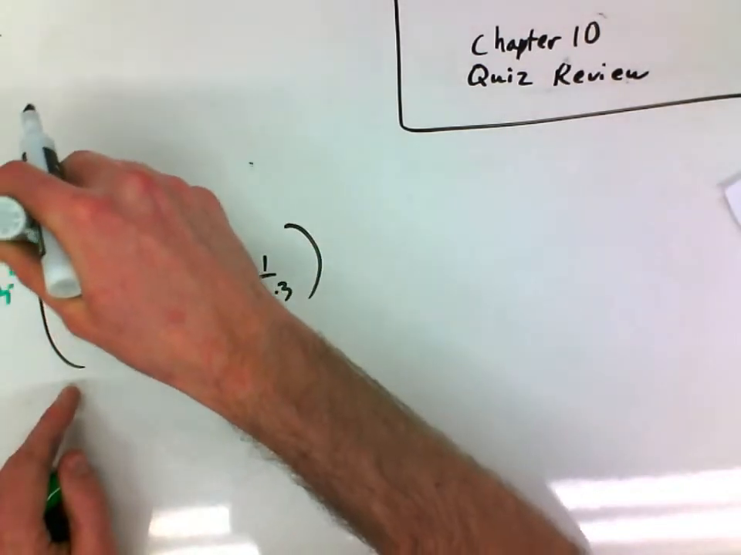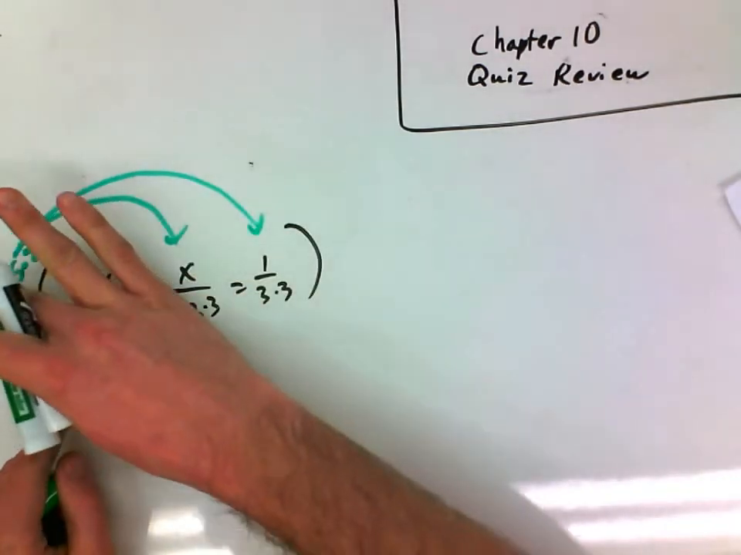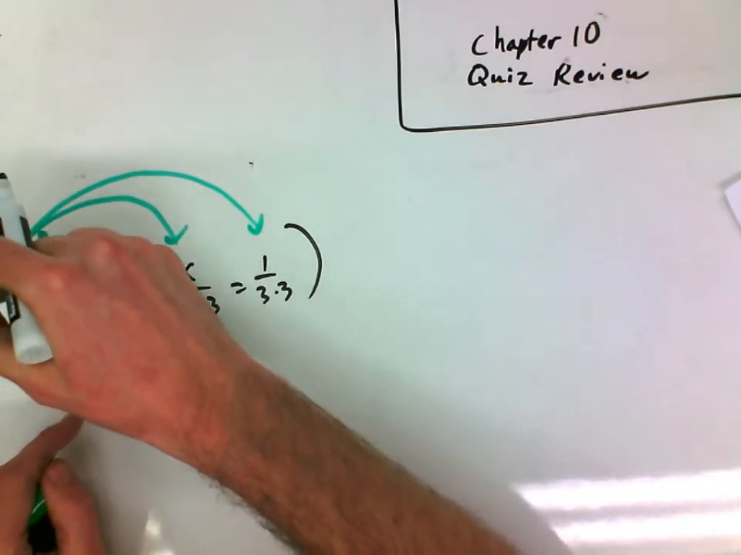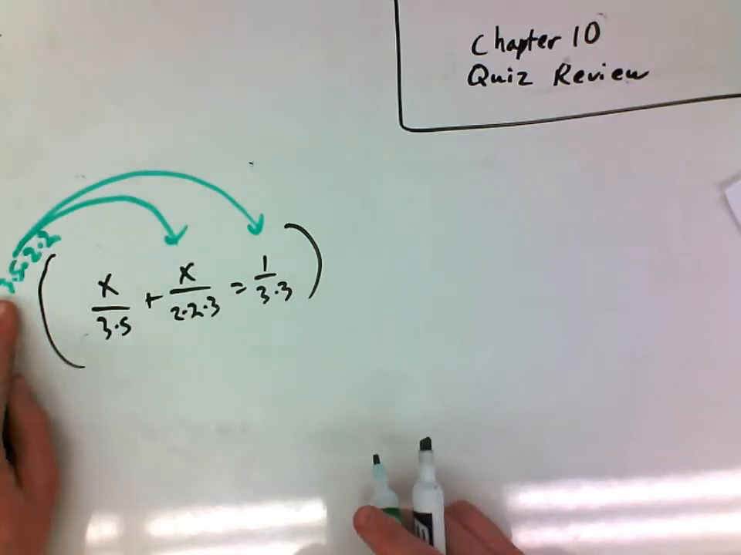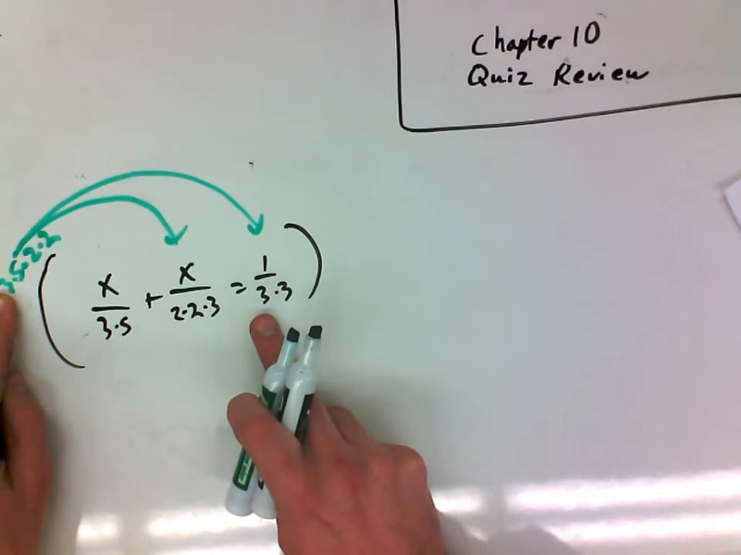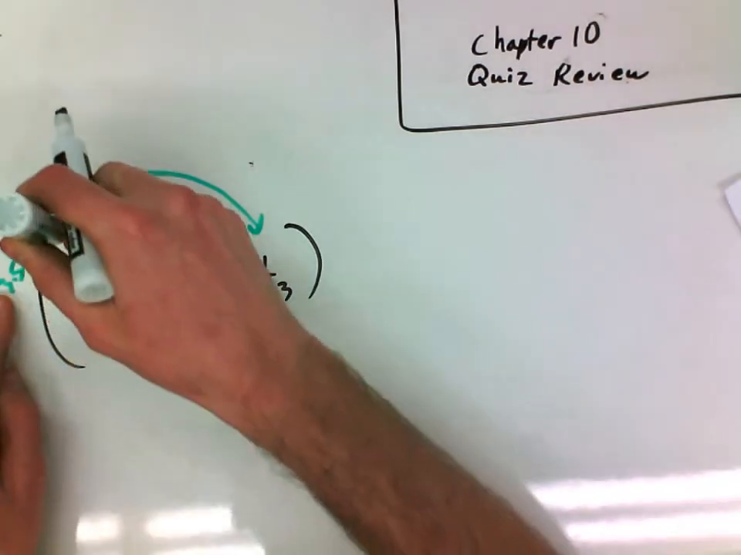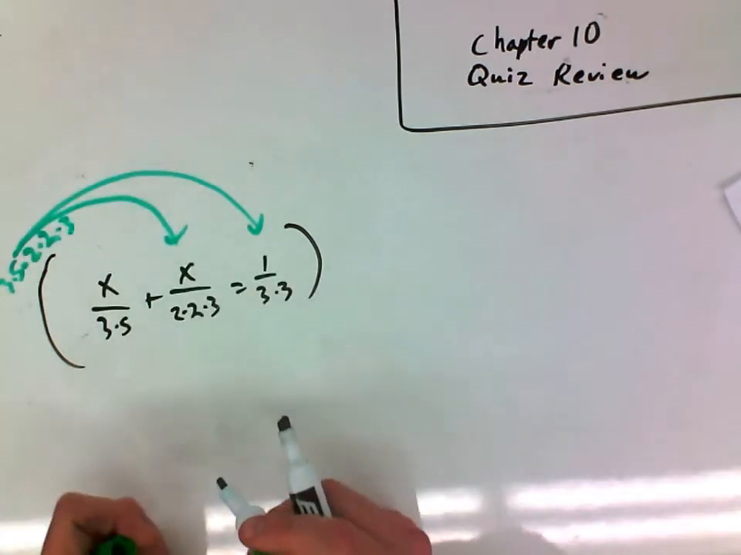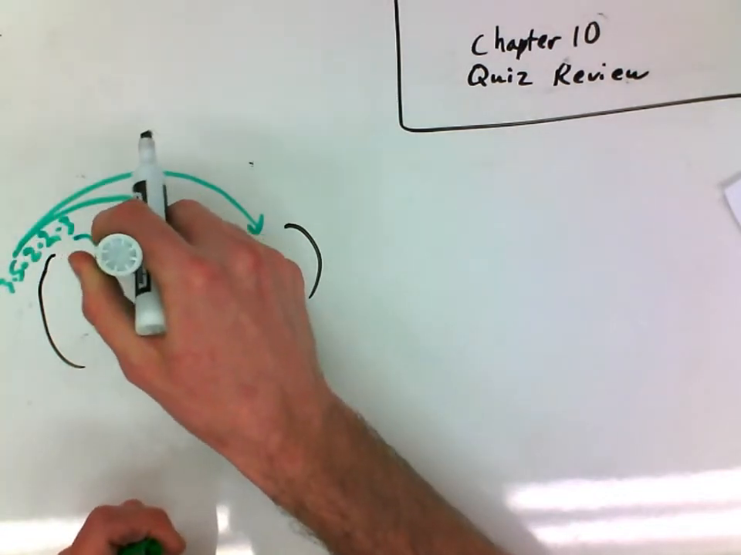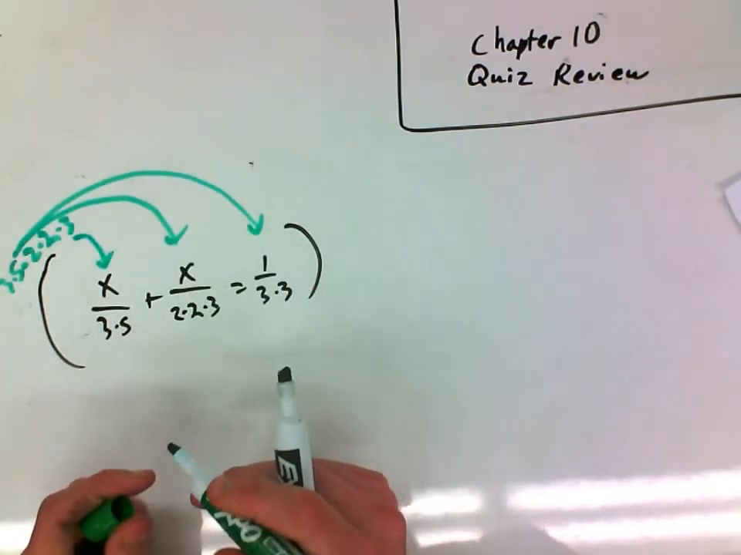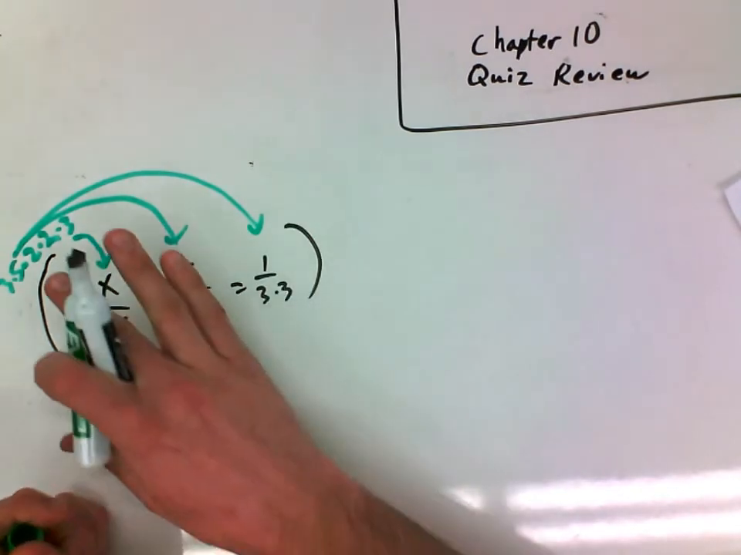And when I go to the last one, I have the 3 already, but that's not going to be sufficient. I need to have two 3's cancel out, and I only have the one. So I'm going to have to add in a bonus 3. So I'm going to multiply this number by all of them, and let's see what cancels.